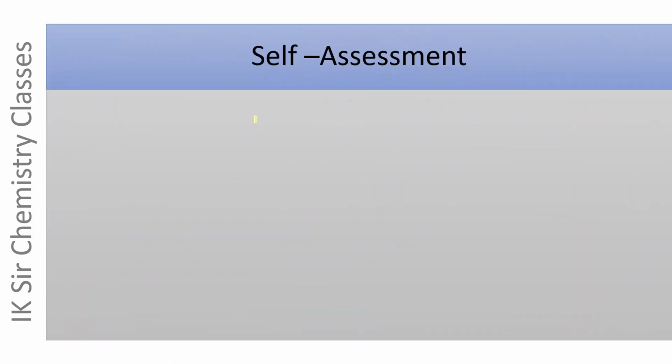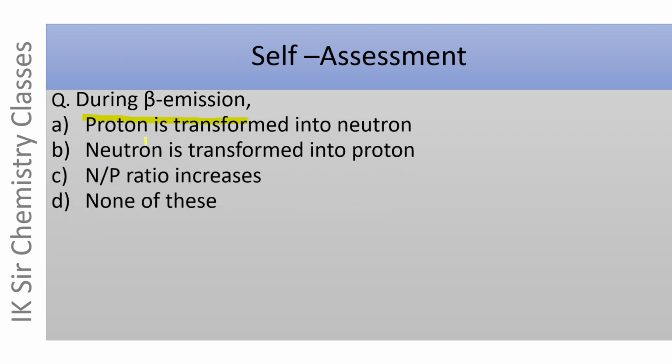Now, the time for self-assessment. During beta emission, the proton is transformed into neutron. The neutron is transformed into proton. N by P ratio increases. None of these. Let us try to solve this problem taking example of beta emission.